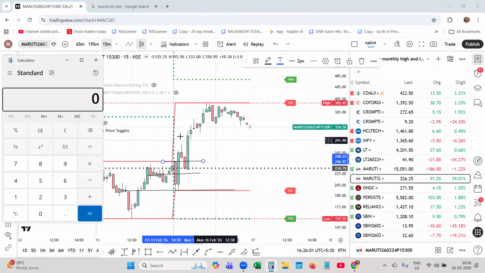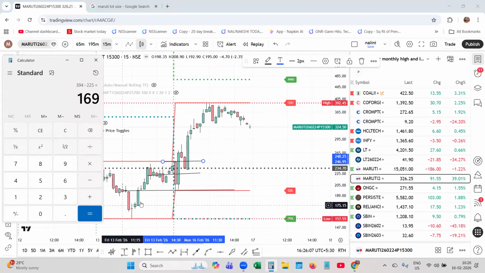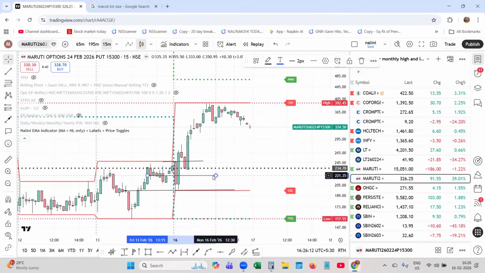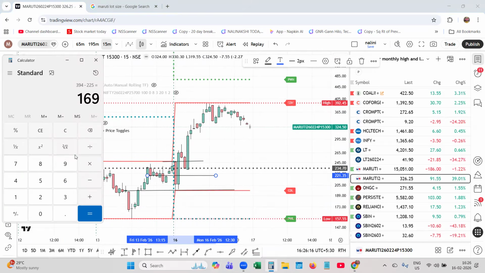See, I was able to hold this minus 225 because once you enter, whether it is a sell or a buy, you are going to hold them because my entry was proper, with proper processing. 169 points multiplied by 50, lot size is 50.